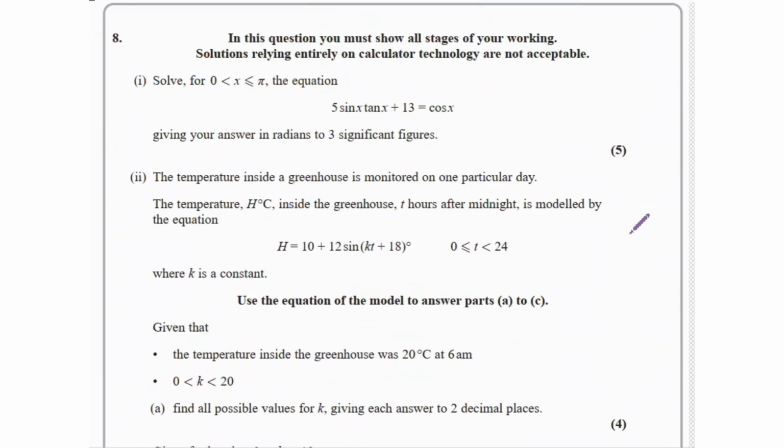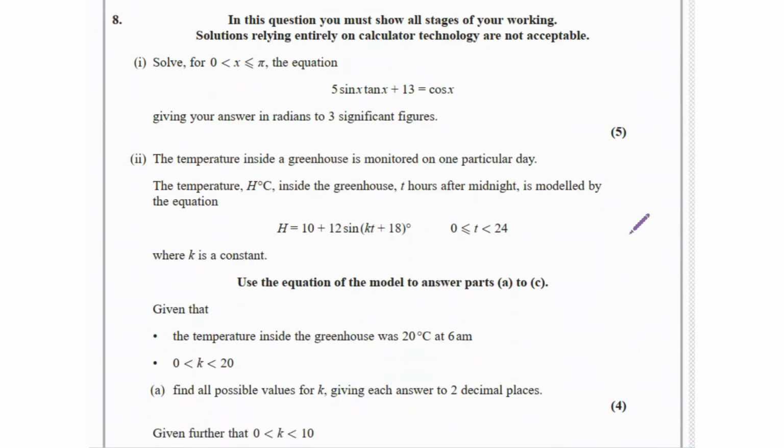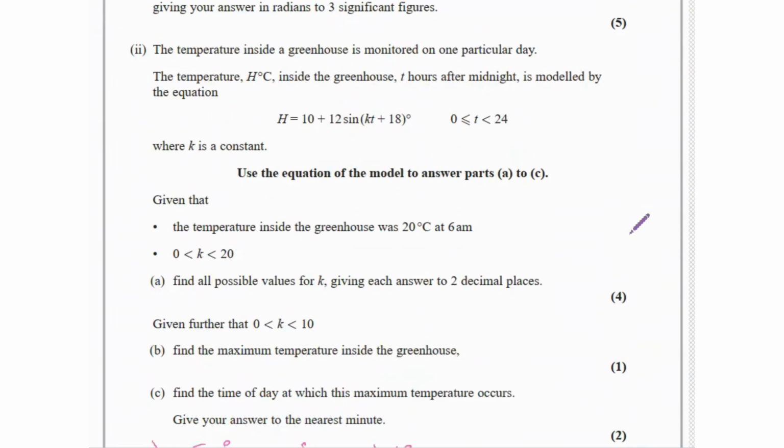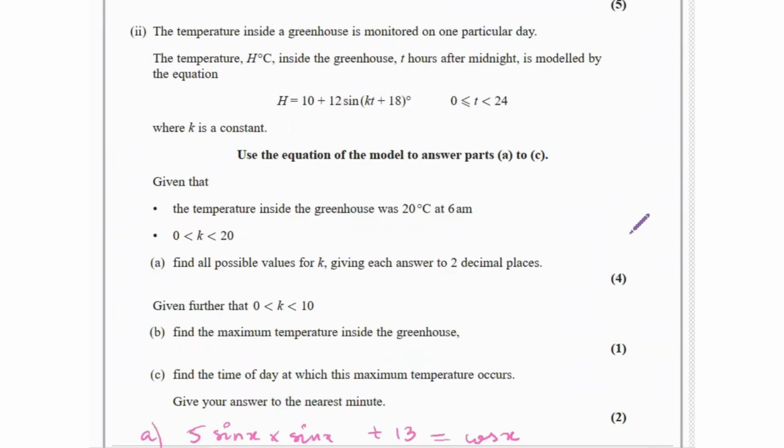Then it says the temperature inside a greenhouse is monitored on one particular day. The temperature H degrees Celsius inside the greenhouse T hours after midnight is modeled by the equation H equals 10 plus 12 times sine (KT plus 18), where T is between 0 and 24 and K is a constant. Use the equation of the model to answer parts A to C.